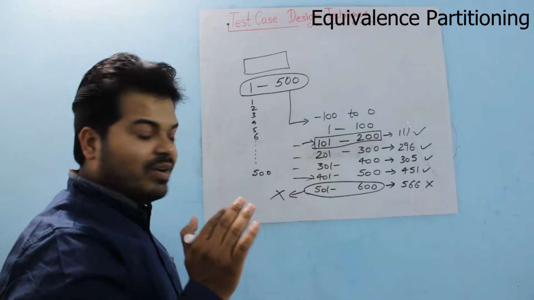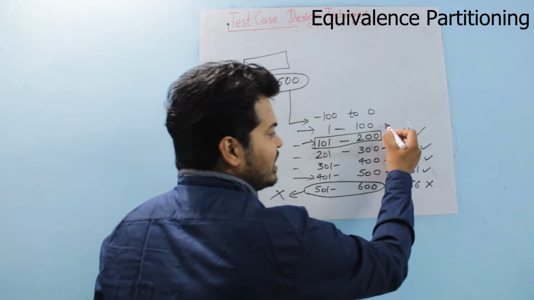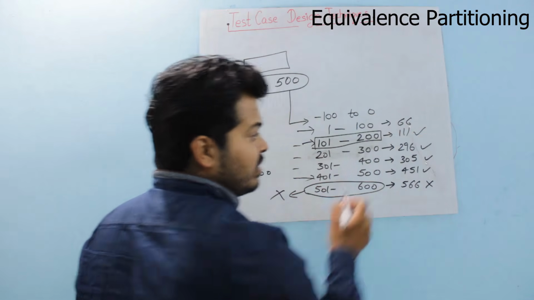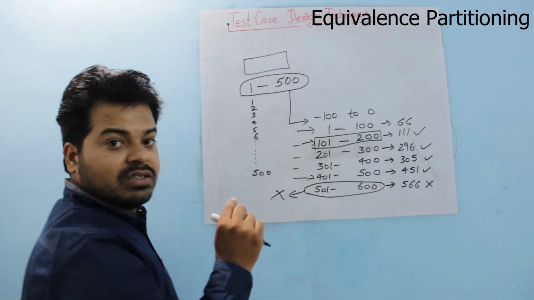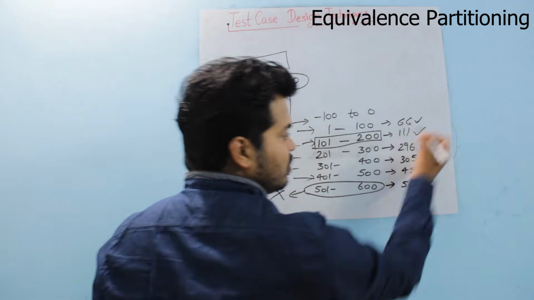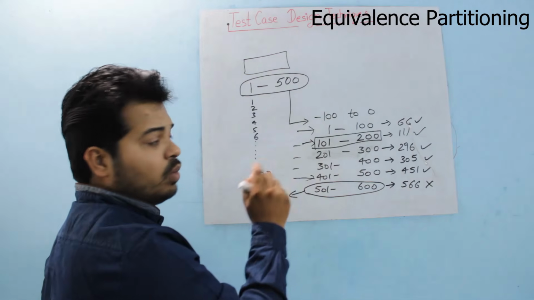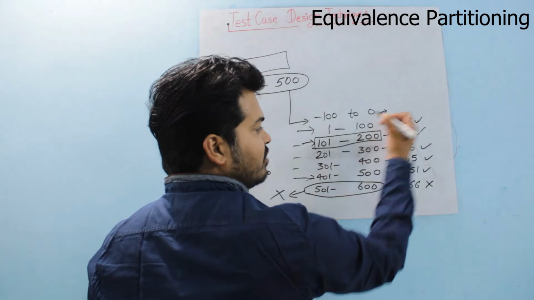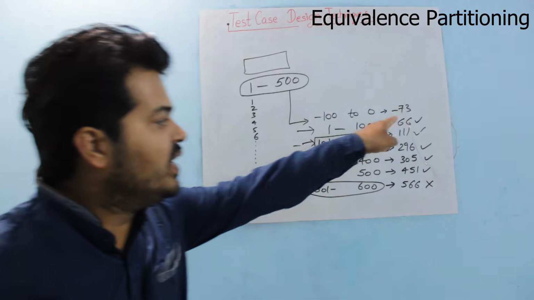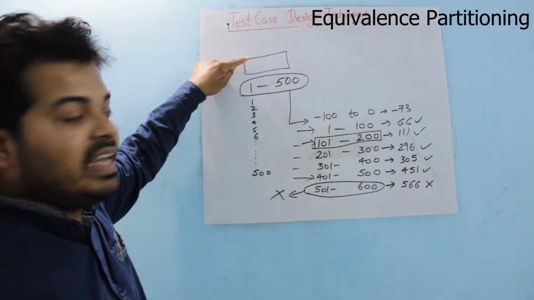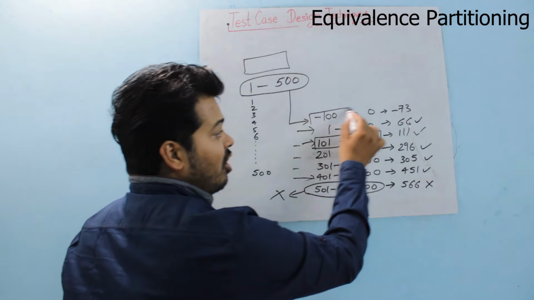And now finally what you will do is, from the class 1 to 100, you will take any single value. Let's say you have taken 66. If it is accepting, you will say that the full class is pass. Now one more class you have created, that is -100 to 0. Now you are taking a value in between this range. You have taken -73. When you enter this value in this text field, it is not accepting. You will say that this particular class got failed.